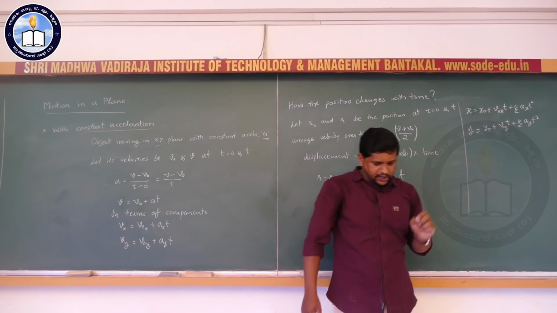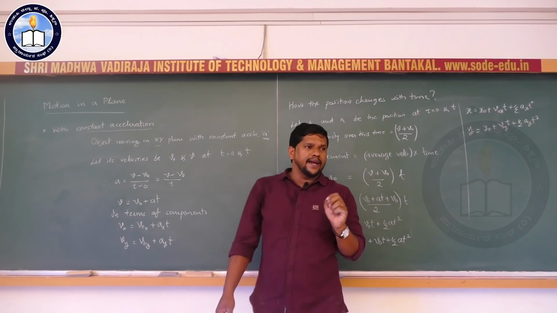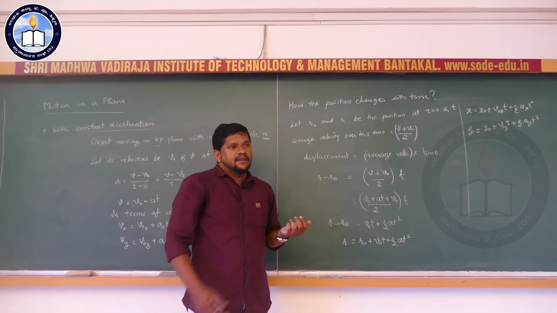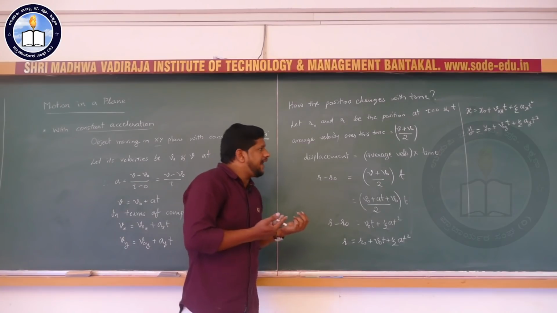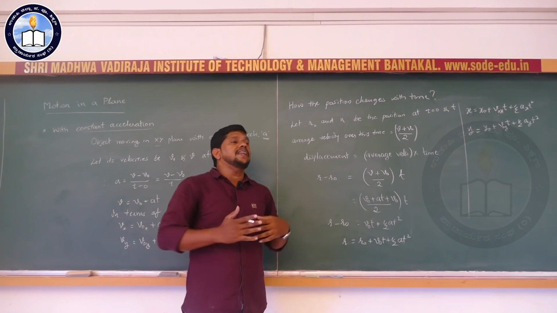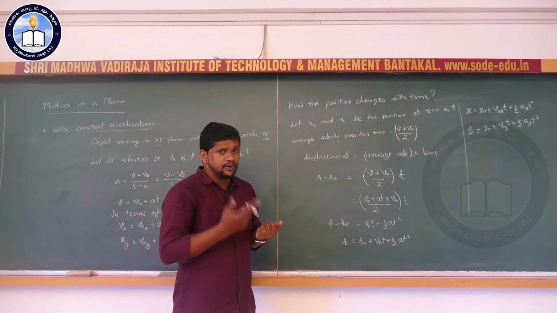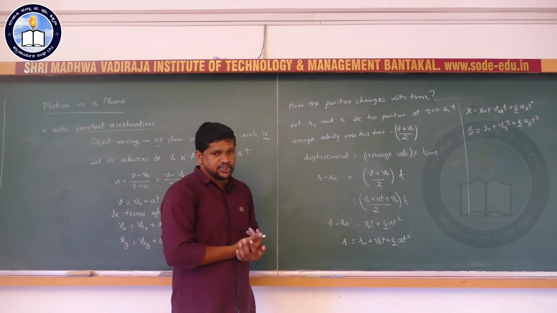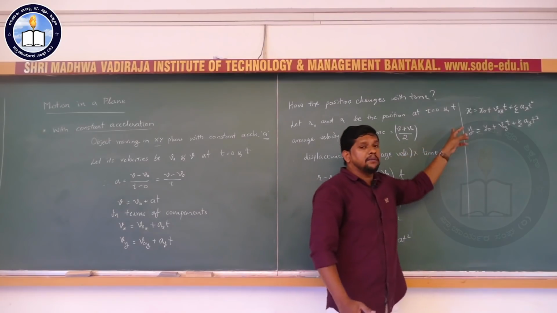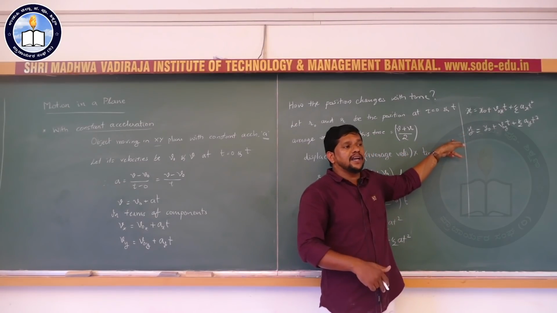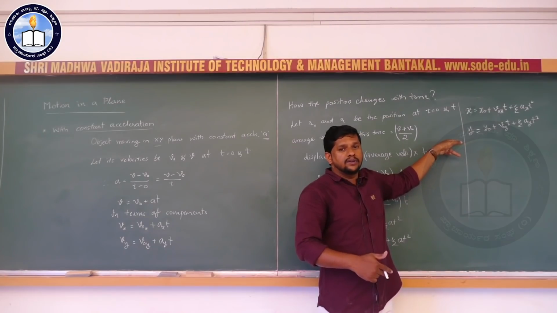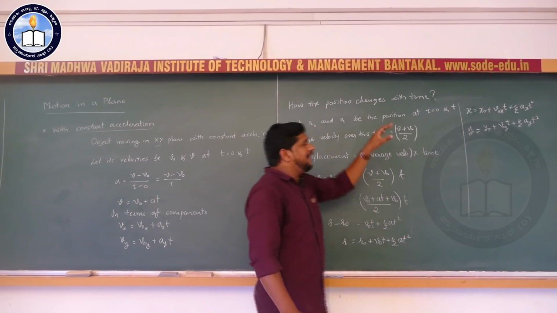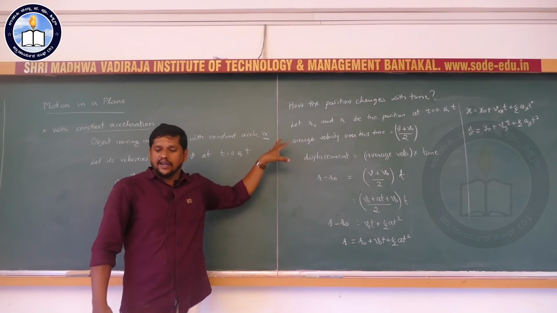From these two equations, you can come to the conclusion that the motion of a particle in a plane is to be considered as two simultaneous one-dimensional motions along two mutually perpendicular directions. So motion in a plane can be analyzed as motion of a particle along two straight lines which are mutually perpendicular to each other, that is, along the x-axis and y direction combined.